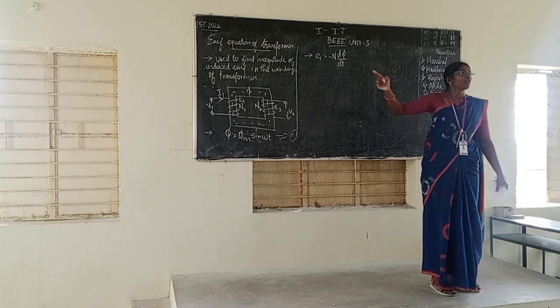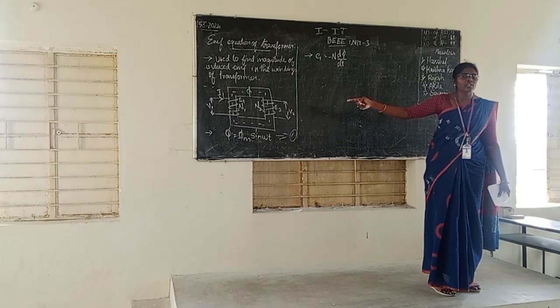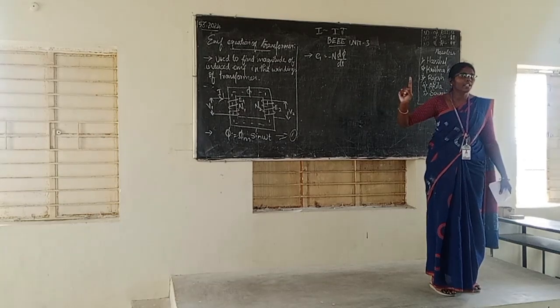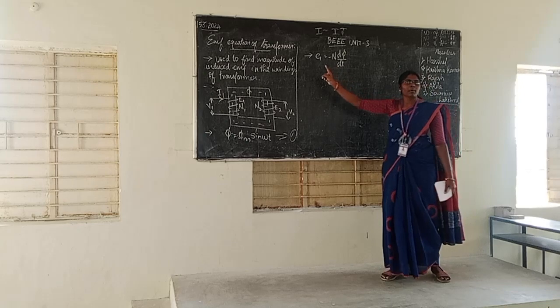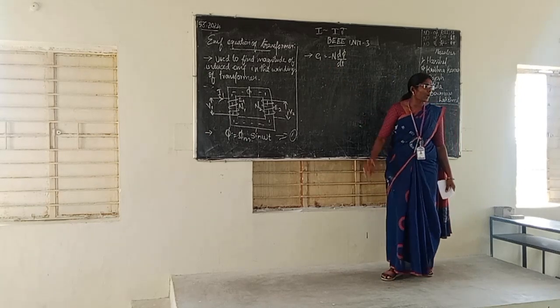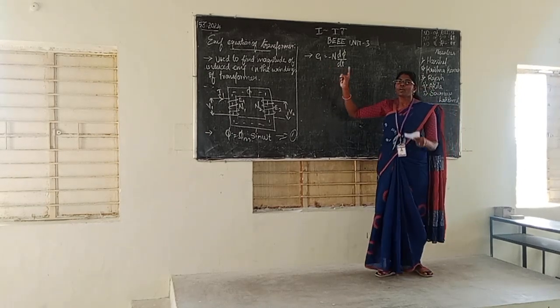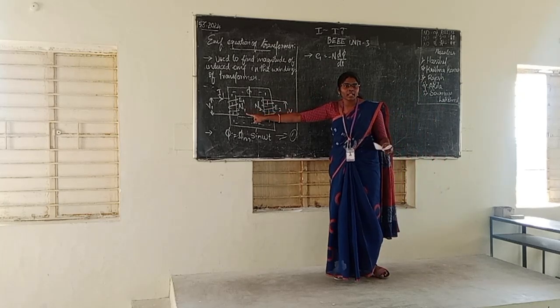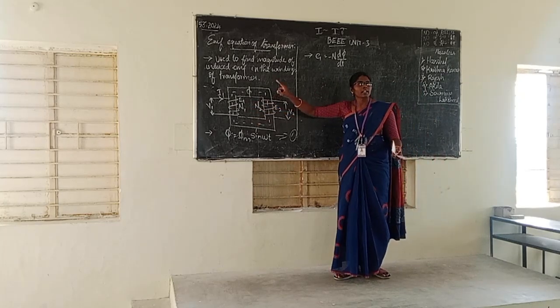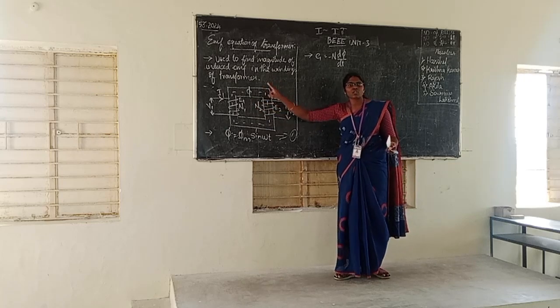Next, for what purpose are we studying the EMF equation? We have to find the induced EMF. So let us assume that the induced EMF, initially induced, is E1. E1 is based on what it is going to induce. If the induced EMF is induced over here, it involves N1, the number of turns. Next, what will happen? It transfers to the secondary winding.